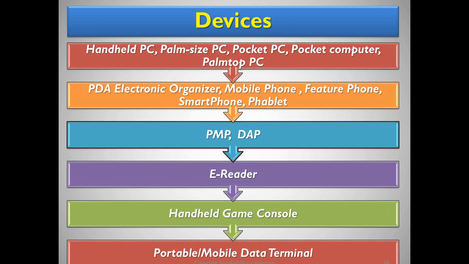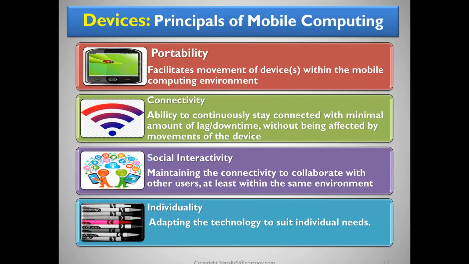But more than that, we have to know what we are looking for. So it is the principles of mobile computing, okay? And what is mobile computing? It's basically human-computer interaction by which a computer is expected to be transported during normal usage, which allows for transmission of data, voice, and video. So what are we basically looking for? We are looking for portability.